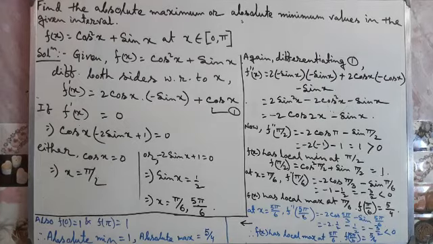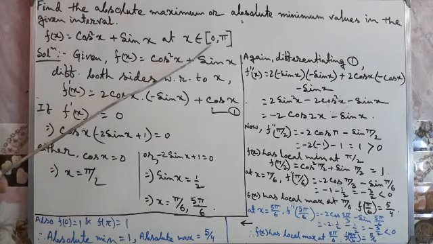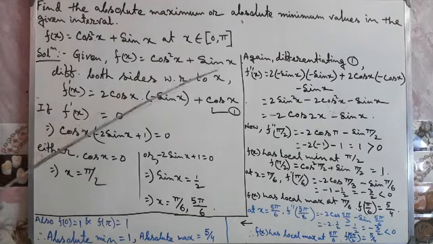Another problem is given. We are to find the absolute maximum or absolute minimum values in the given interval. The function is given f of x is equal to cos square x plus sin x, and the closed interval is 0 to pi. Differentiating both sides with respect to x, the first order derivative is equal to this. If the first order derivative is equal to 0, from that we will get x is equal to pi by 2 or x is equal to pi by 6 or 5 pi by 6 in the closed interval 0 to pi.